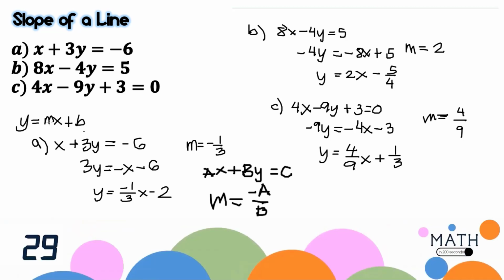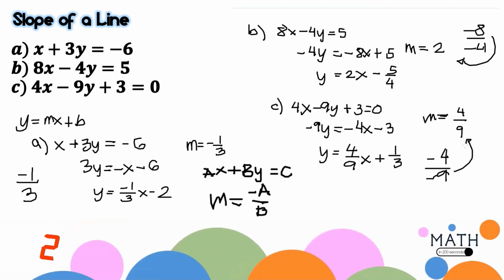The a for this first equation is 1. So you have negative 1 over your b, which is 3. So negative 1/3. That's correct. For our second equation, our a is 8. So negative of 8 over your b, which is negative 4. That's why it will result to positive 2. And finally, for this, you have your a, which is 4. So negative of 4 over negative of 9, which gives us this result.